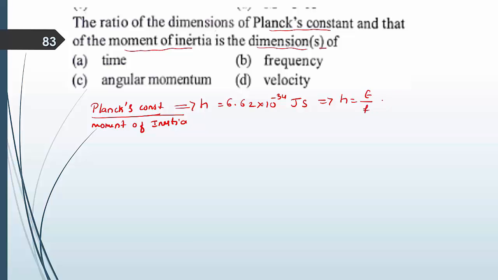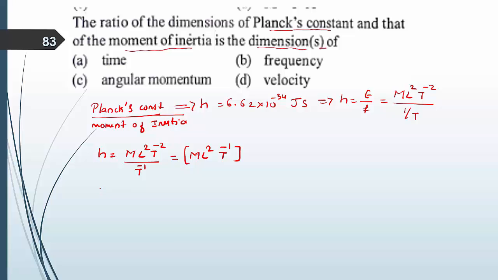Substitute the values of E and F. Energy divided by frequency. Energy is M L square T raised to minus 2, divided by frequency, which is what? 1 by T. Or we can write H equal to M L square T raised to minus 2 divided by 1 by T, which means T raised to minus 1. Or we can write M L square T raised to minus 2 plus 1, which will be T raised to minus 1. This is the dimension for Planck's constant.